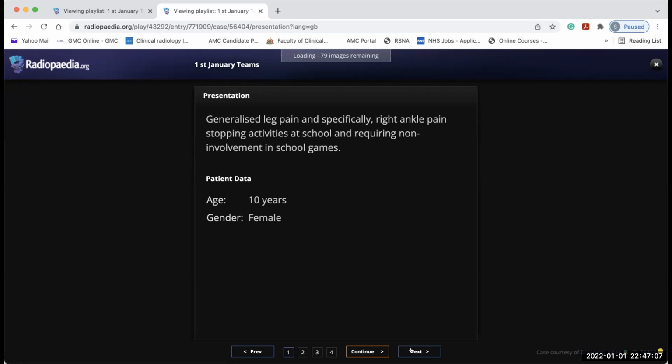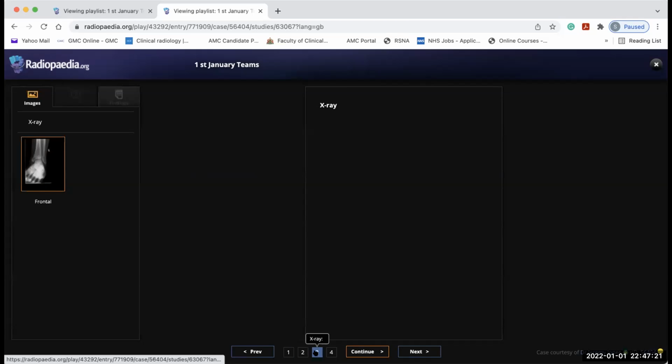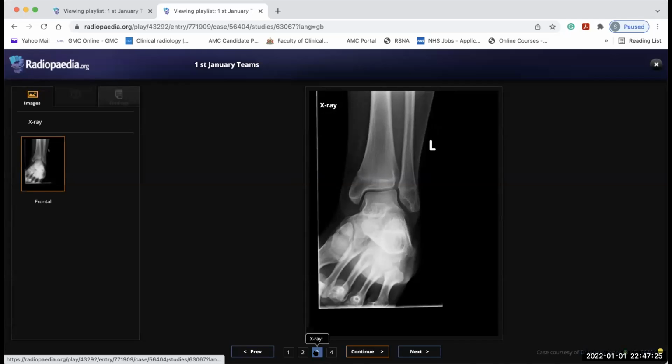This is a 10-year-old female presented with generalized leg pain and specifically right ankle pain, stopping activities at school and requiring non-involvement in school games. I will start with the X-rays first. This is a frontal radiograph of the left ankle of a 10-year-old girl. The talus appears normal, and the tibial distal end appears normal. The femoral distal end is actually normal. So I will move to the cross section.